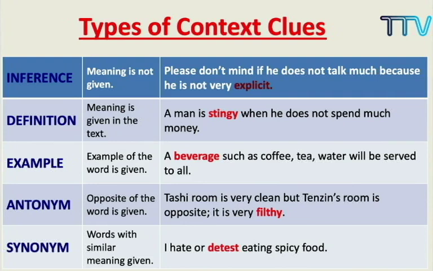Let us take example. Example of the word is given. A beverage such as coffee, tea, water will be served to all. Now if you are not familiar with the word beverage, please don't refer to the dictionary directly. There are so many things that you can know if you know the context clue. I'm sure the writer has used some context clue. His purpose is not to confuse. His purpose is to help. Now here the writer has used example.